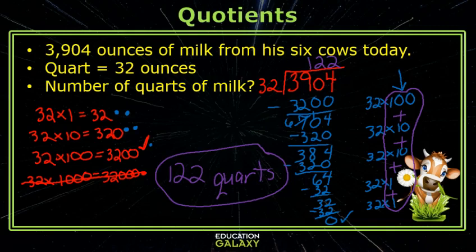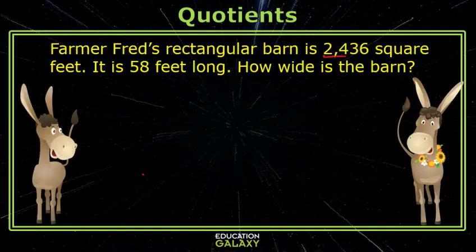Okay, let's try another problem. Farmer Fred's rectangular barn is 2,436 square feet. It is 58 feet long. How wide is the barn?